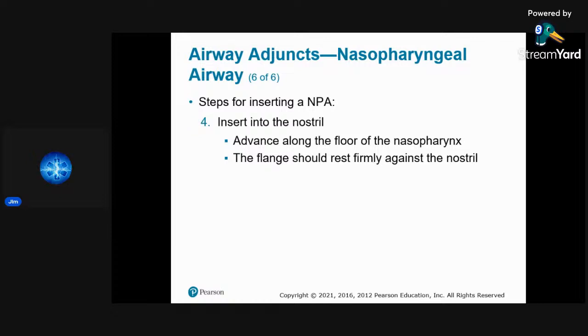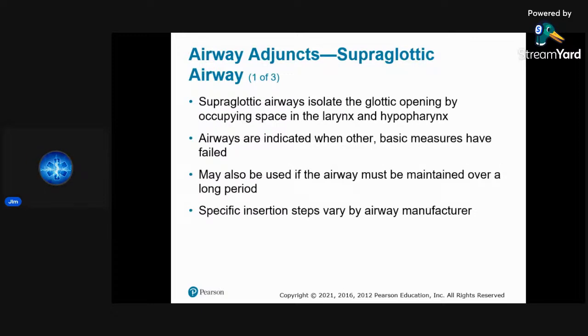All right. So we talked about the two basic adjuncts. Now let's talk about supraglottic airways, or you also hear these called BIAD, or blind insertion airway devices. These airways isolate the glottic opening by occupying the space in the larynx and hypopharynx. That's where they're seated, in the lower part of the pharynx or right above the larynx. We use these when the basic maneuvers have failed, or if we need to maintain an airway over a long period of time. If we've got a longer transport time, we're going to use these devices.